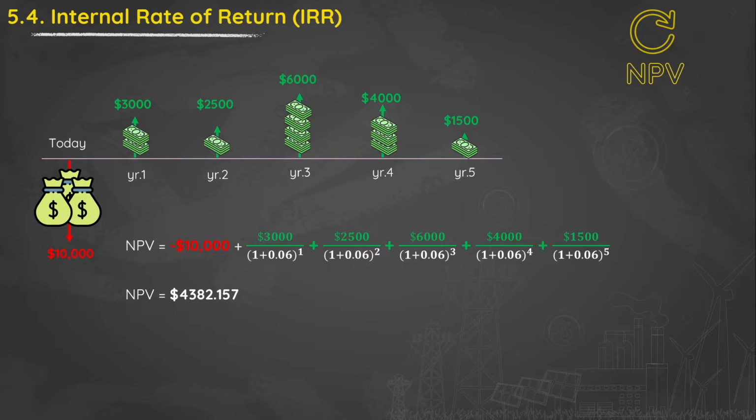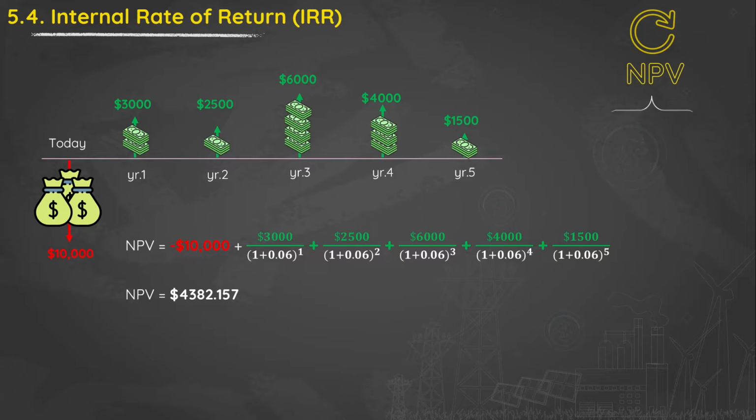A quick reminder: the 10,000 US dollars remains the same because it's already today, in the present. We don't need to reduce it to the present value, and we put it as negative because this is an expense, our investment, not a profit. And at the end, we got our NPV equal to 4,382.